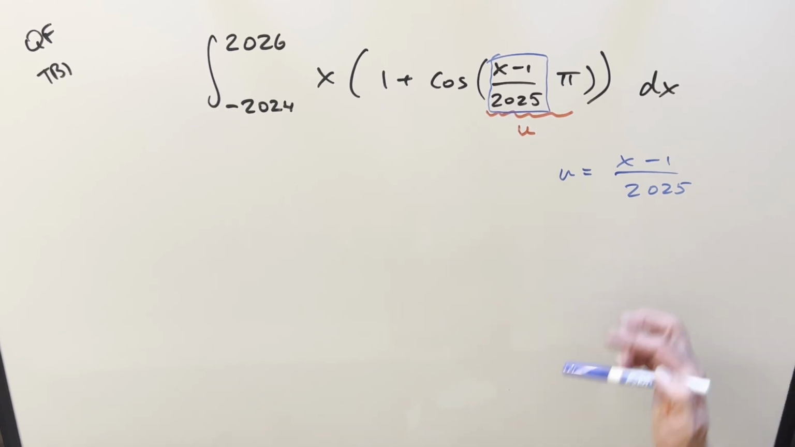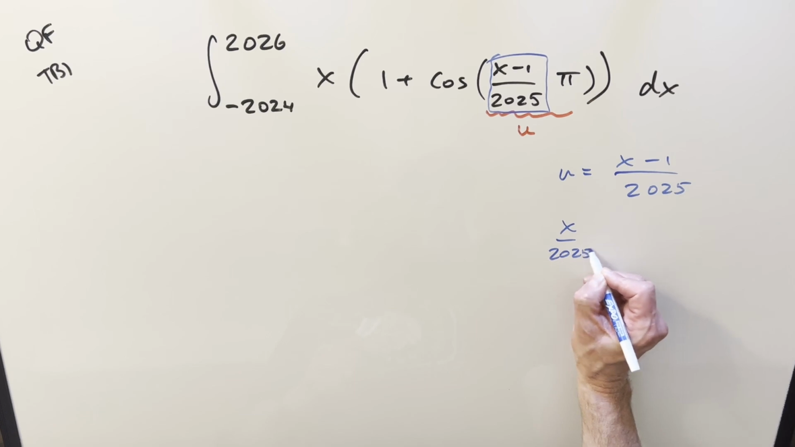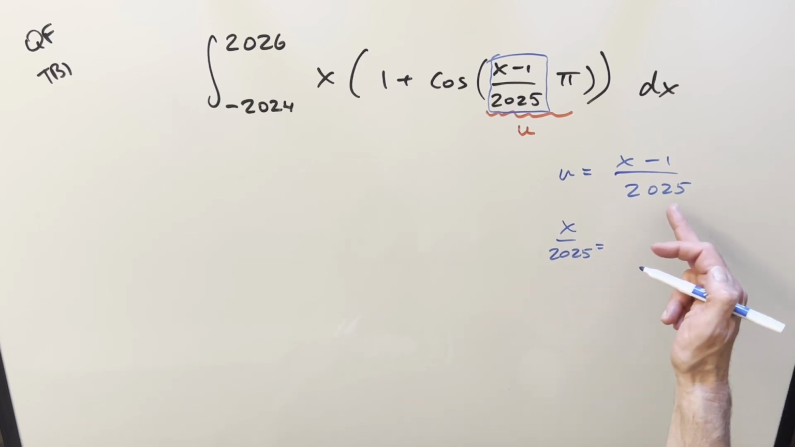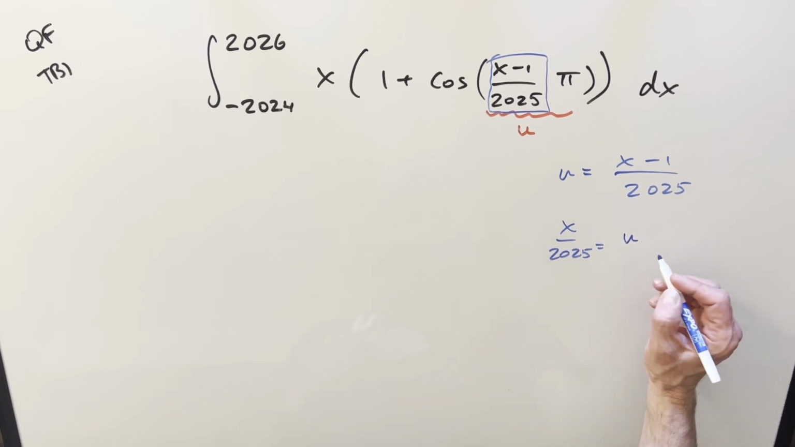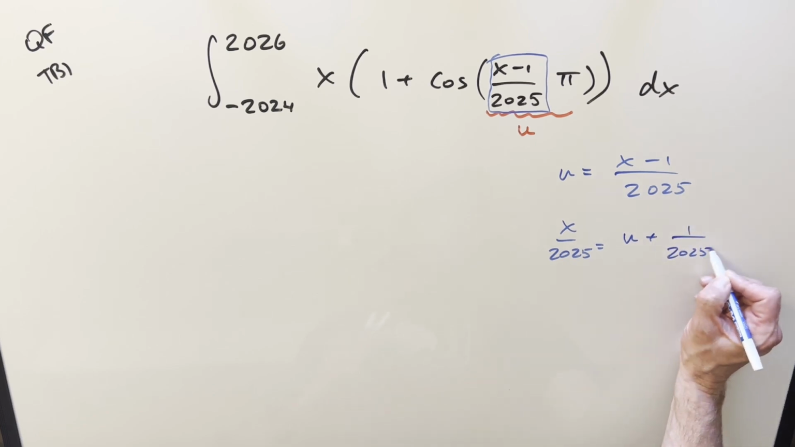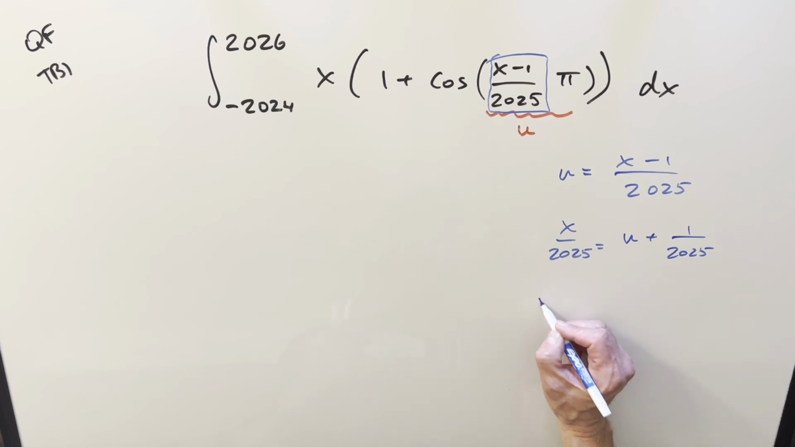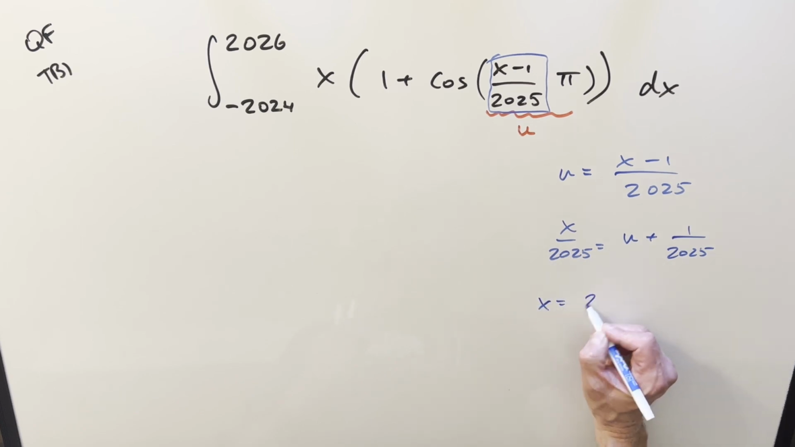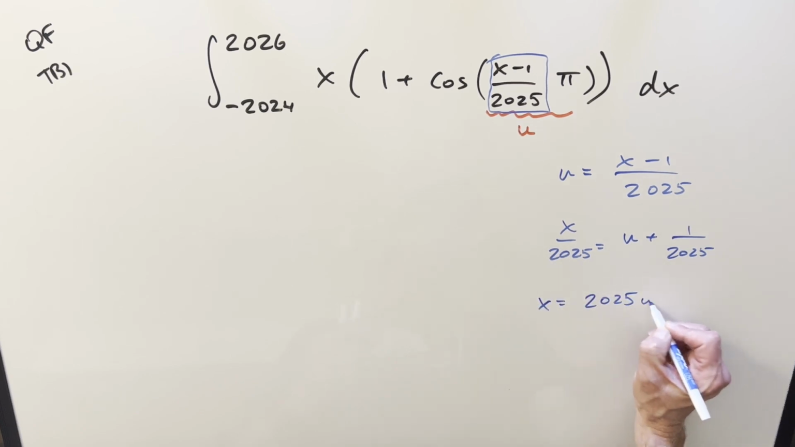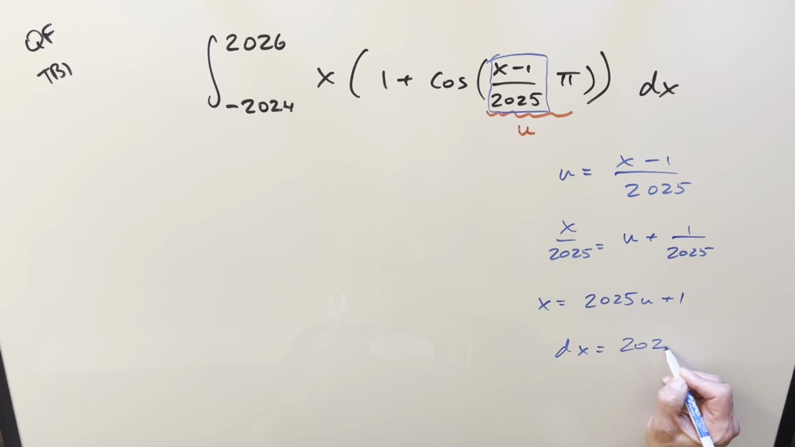Then from here, I think what I'll do is solve for x. So we can rearrange this. I can break this up, add 1 over 2025 on both sides. We have x over 2025 is going to be u plus 1 over 2025. Then if I just multiply in by 2025 on both sides, we isolate our x and we get x equal to 2025 u plus 1. Now I'll go ahead and take a derivative, get the dx value. Derivative here is just going to be 2025 du.